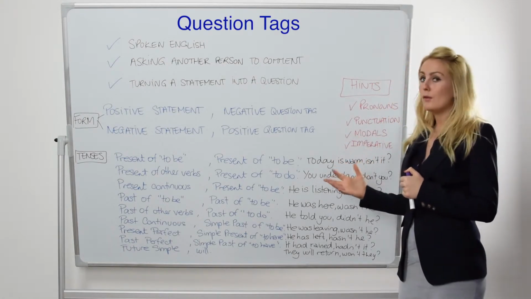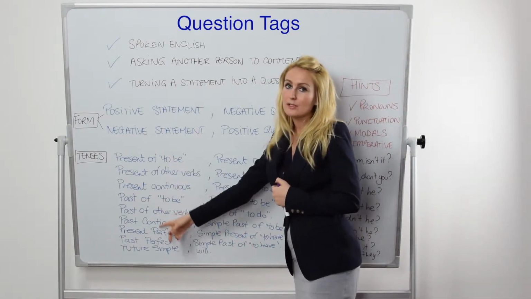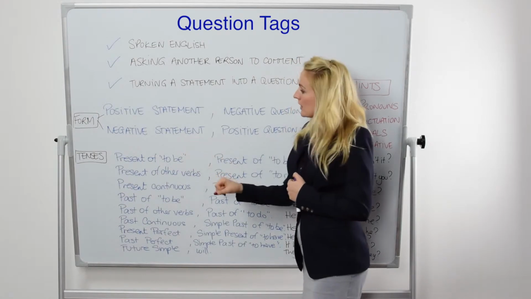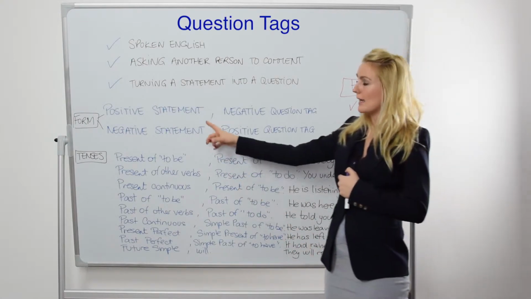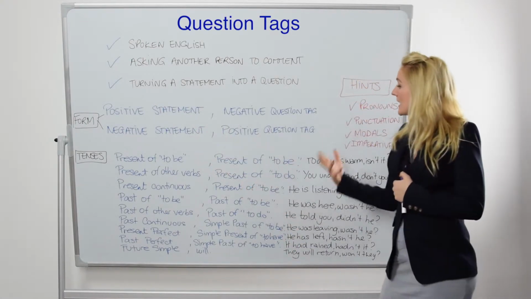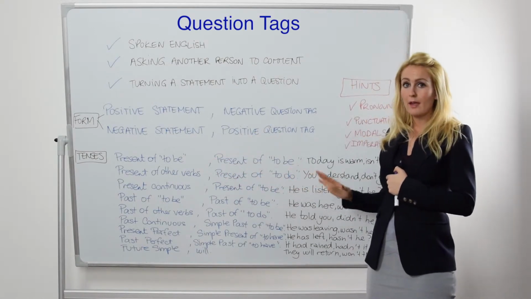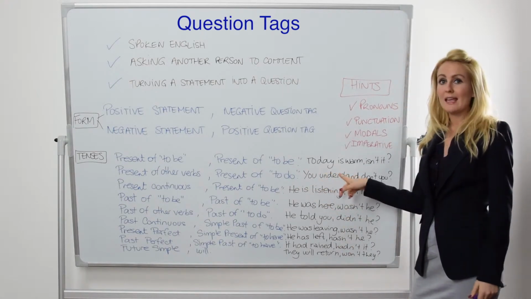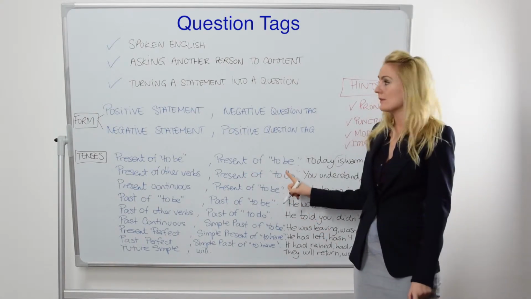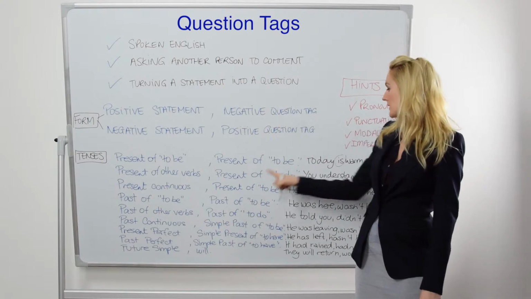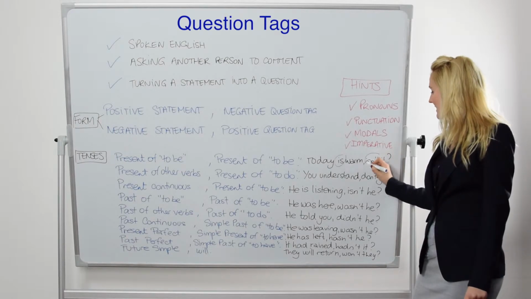So let's look at how to create my question tag based on the tense used in my statement. So let's say I have the simple present of to be in my statement, whether positive or negative. It generally means that my tag has to be the simple present of to be. Okay, that's the rule. Example, today is warm. Here we have the present of to be. So in my tag, I will need the present of to be in the opposite. So if it's positive, which it is here, it has to be negative and vice versa. Today is warm, isn't it?